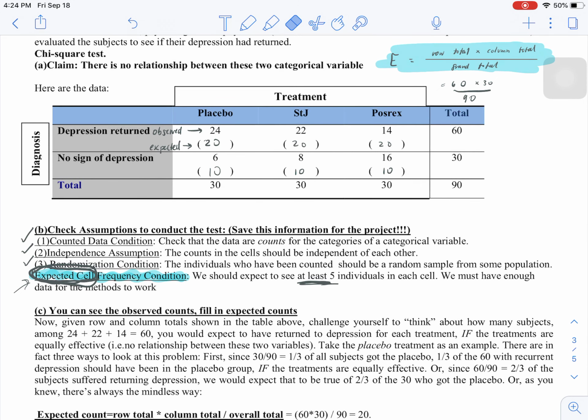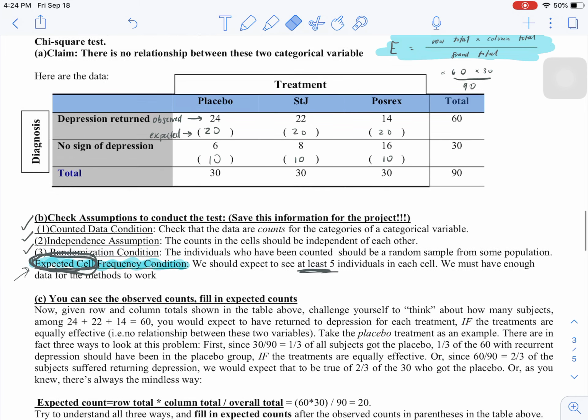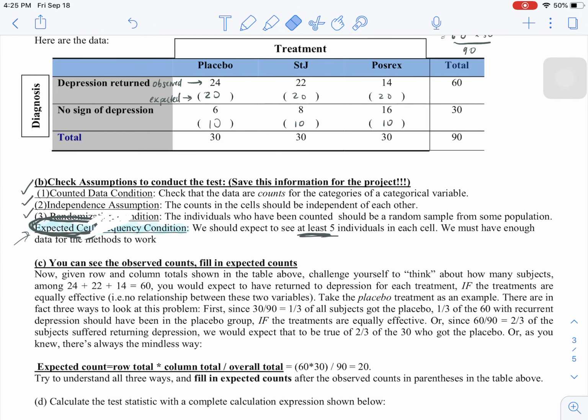Okay, so now we've calculated the expected counts. So let's circle back to this last assumption that we needed to check. This last assumption requires that the expected cell count in each cell is at least 5. Well, I can see that 20 is certainly greater than 5, 10 is certainly greater than 5, so every cell is okay. So this assumption we can now check off as having been met.